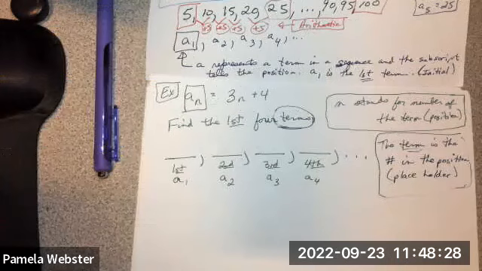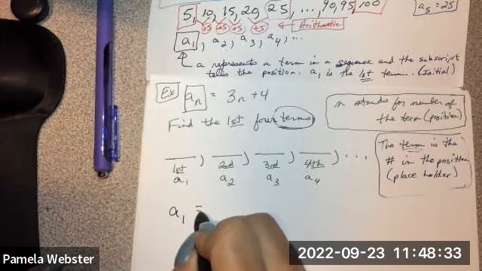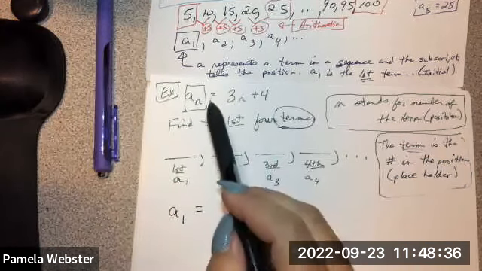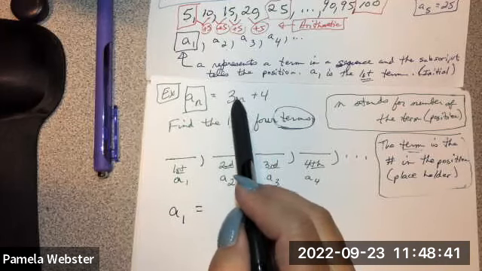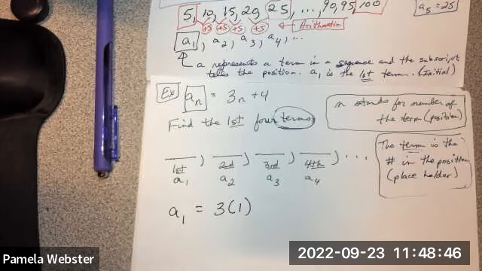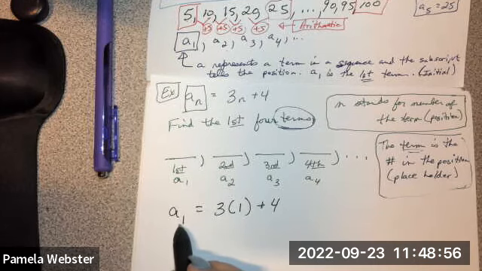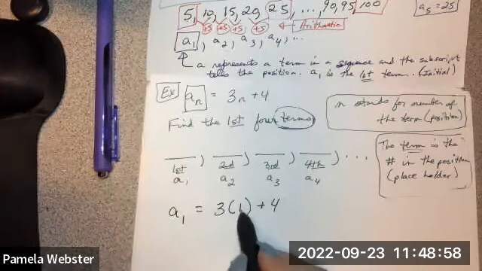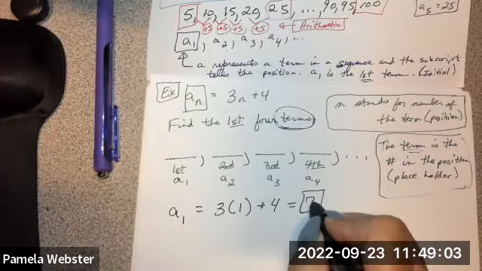So let's do it. Let's find a sub 1. This is the first guy, right? A sub 1 equals. Well, if the n is 1 here, then the n in my formula has to be 1 also in the equation. So what that's telling me is substitute in 1. So 3 times 1 plus 4. If the subscript is a 1, then that means my n is a 1, and that's what I'm plugging in. So 3 times 1 is 3 plus 4 is a 7. The first guy is a 7.